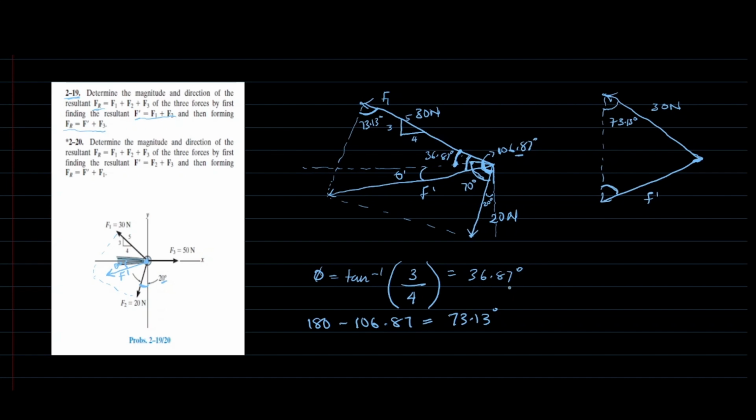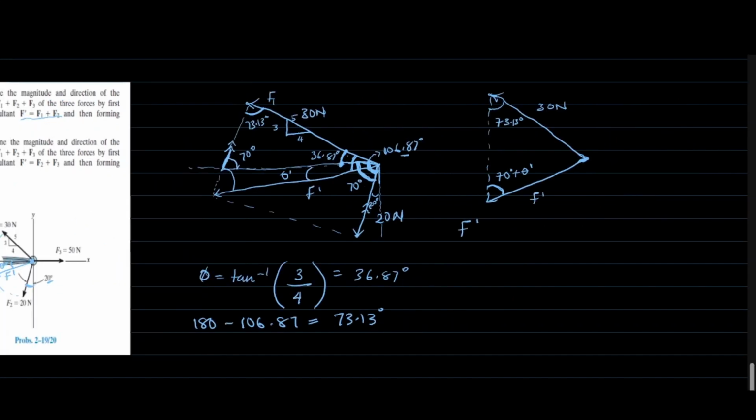Now the angle at this point, you see we have alternate angles. You can see this makes a kind of Z shape at this point. These are two parallel lines crossed with a transverse line. So this point is going to be 70 degrees, which means from here to here is going to be 70 degrees plus theta bar. We're going to use the cosine rule. F bar squared is equal to the squares of both sides. The side is going to be 20 newtons because it is parallel. You can say this point is parallel to this point, so here is going to be 20 newtons.